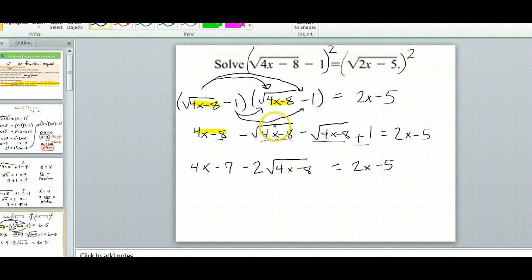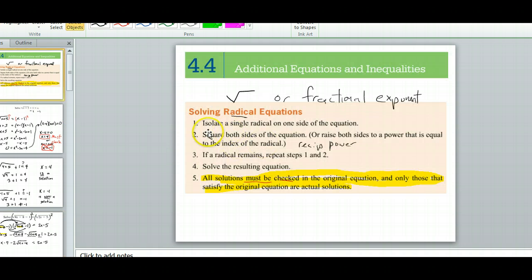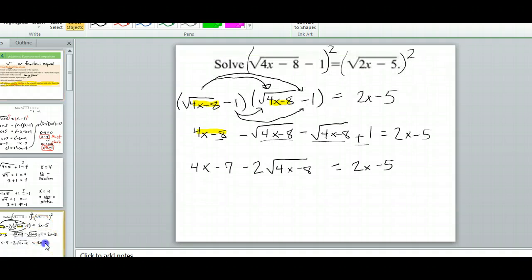Now, in this case, if you look back at your instructions on the first slide, if a radical remains, repeat steps 1 and 2. So isolate a radical, square both sides again. Since a radical remains, we need to try to isolate this radical and then square both sides again.